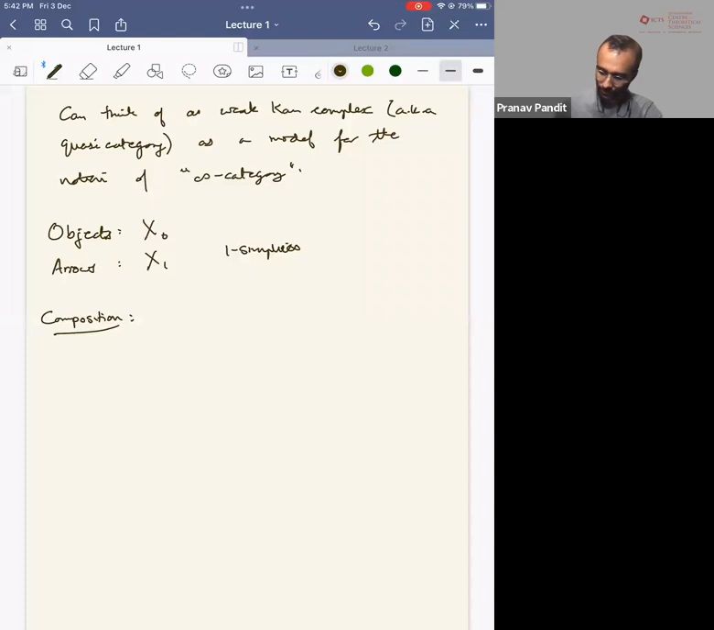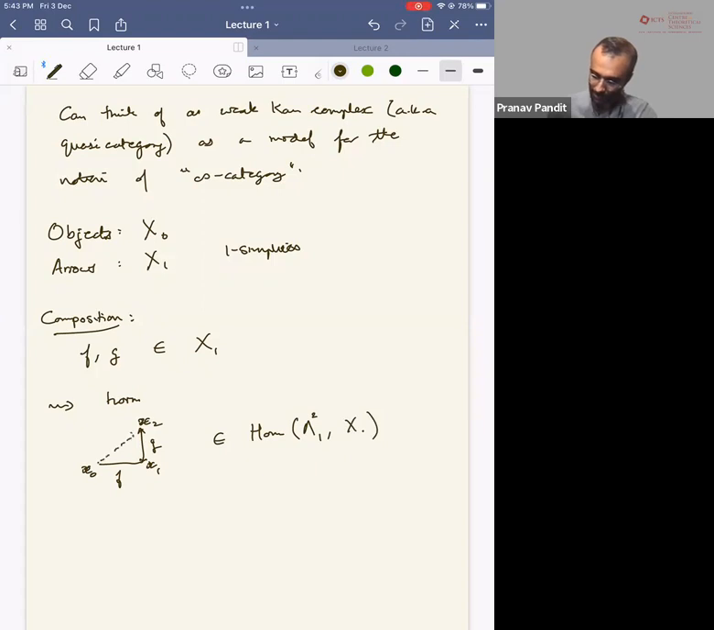So composition is defined as follows. If you have F and G belonging to X1, you get the horn, this is a horn Λ^2_1 in your imagination. So this is 0, 1, and 2. This is a horn, let's call this X0, X1, X2. And by the filling property, I can find one, not necessarily unique, two simplex that fills this out.